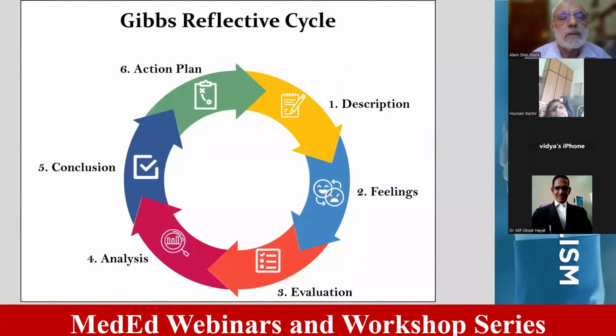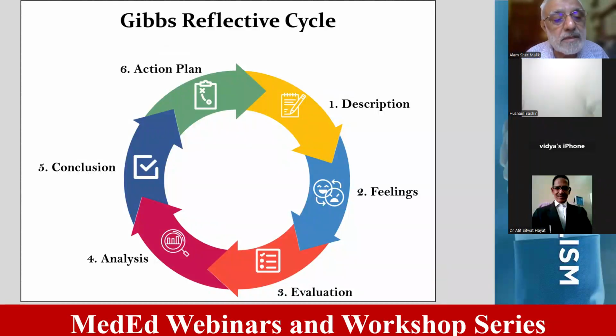Here are 6 steps of Gibbs reflective cycle. First is description, then the feeling, then evaluation, then analysis, then the conclusion and action plan. In those last 30 seconds, the experience where you might have thought about changing your decision based on reflection would have gone through all these 6 steps. The description of experience, the feelings, then evaluate the decision, analyze the decision, and making a conclusion, and then applying that conclusion. So this is Gibbs' reflective cycle.